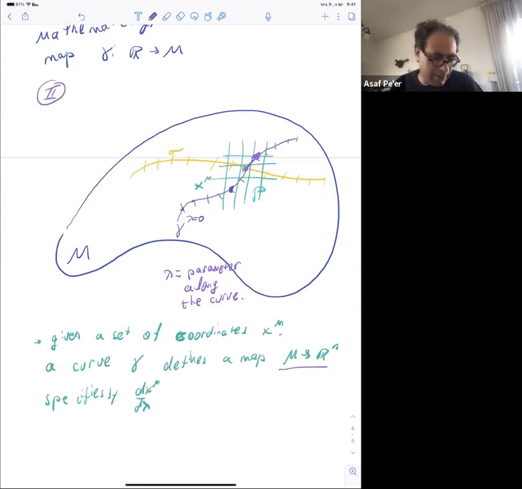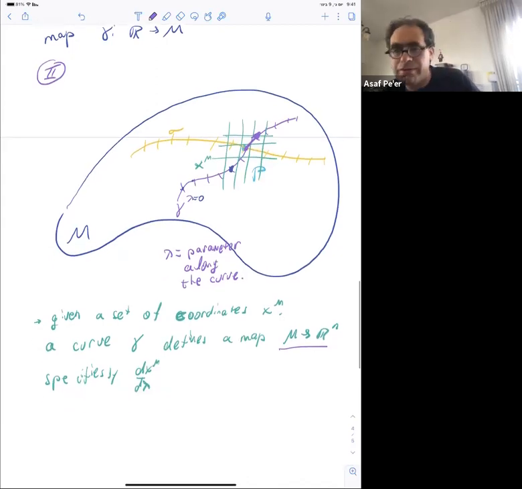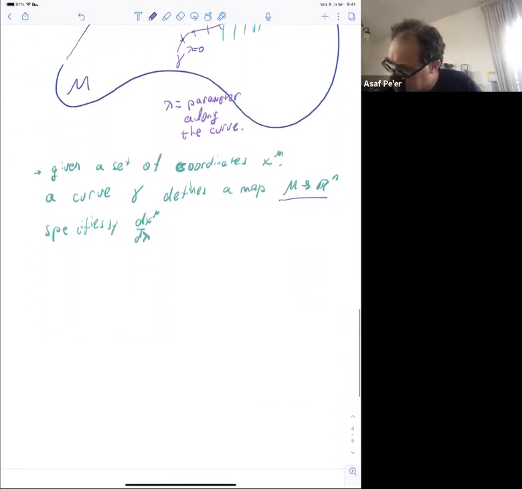Now let's look at my third attempt, which is to do it without using any coordinates. So let's see.